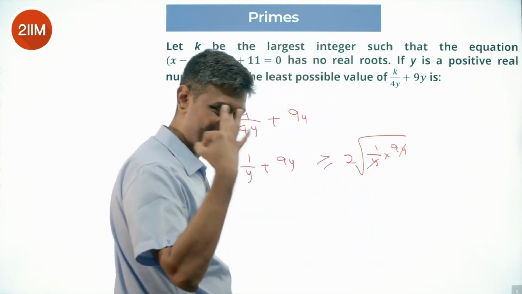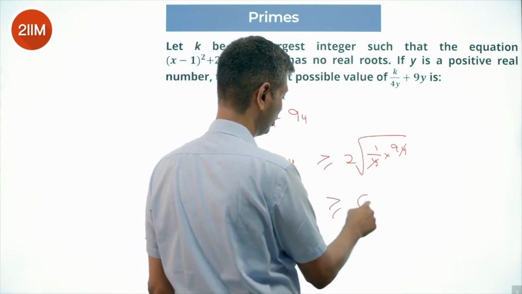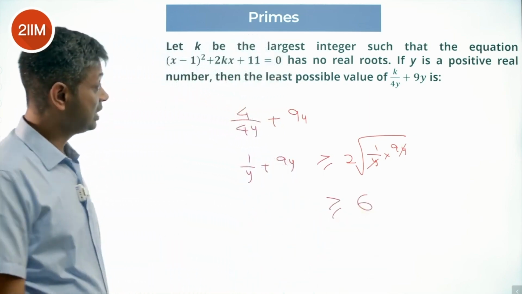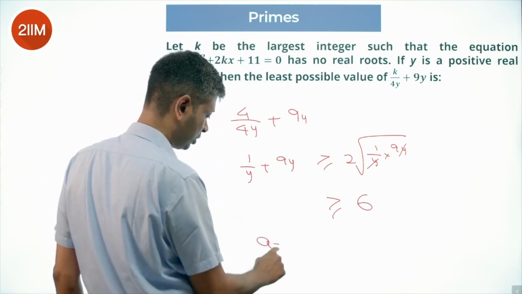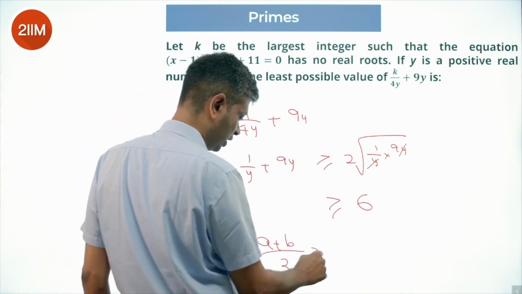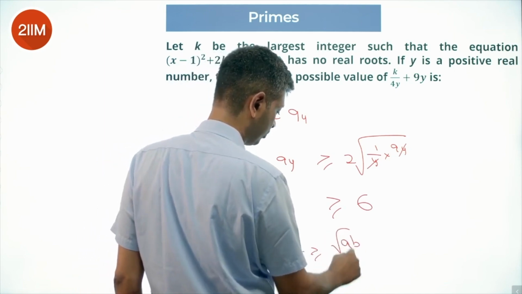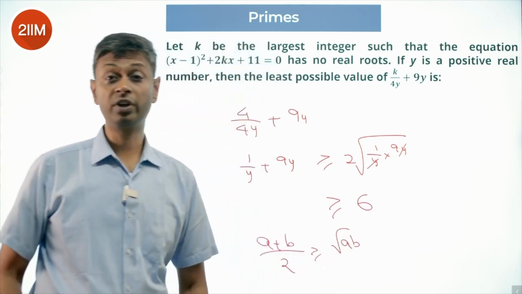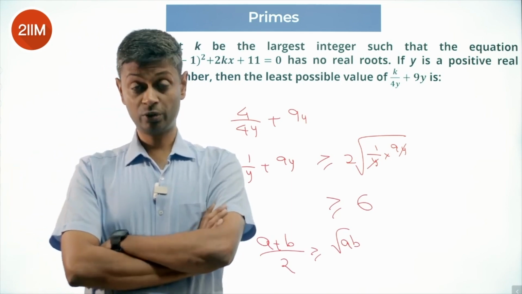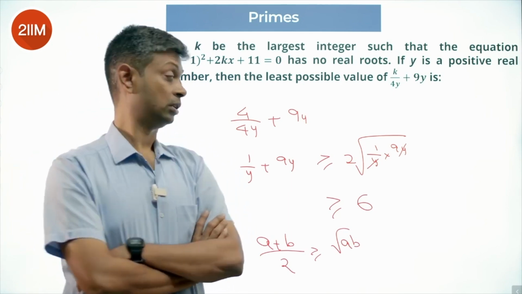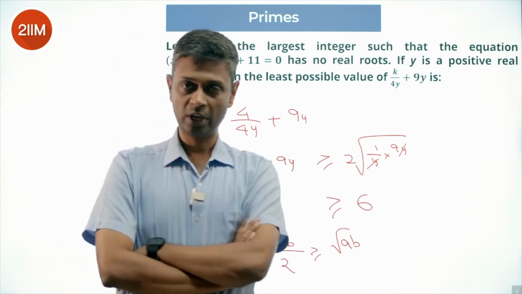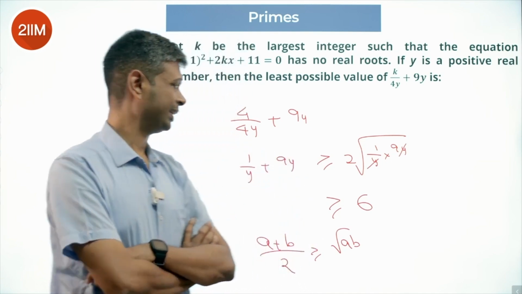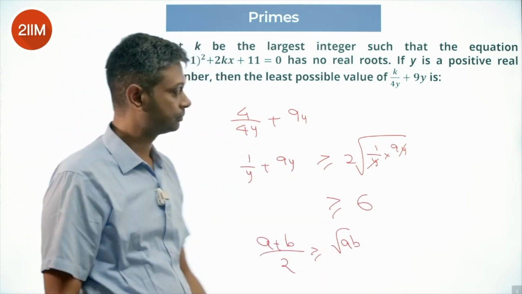Square root of 9 is 3. This is greater than or equal to 6. The least possible value is 6. We are using the idea that a plus b by 2 is greater than or equal to square root of ab. Arithmetic mean of 2 positive real numbers is always greater than or equal to geometric mean of 2 positive real numbers, as long as both are positive and real. So AM is greater than or equal to GM. We are plugging that idea in and getting 6.